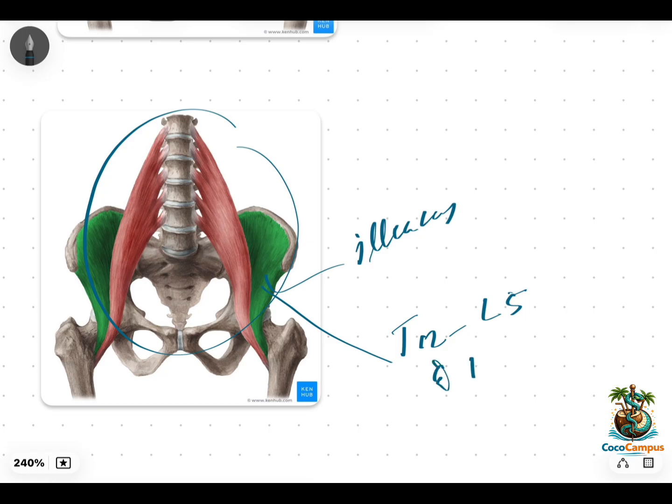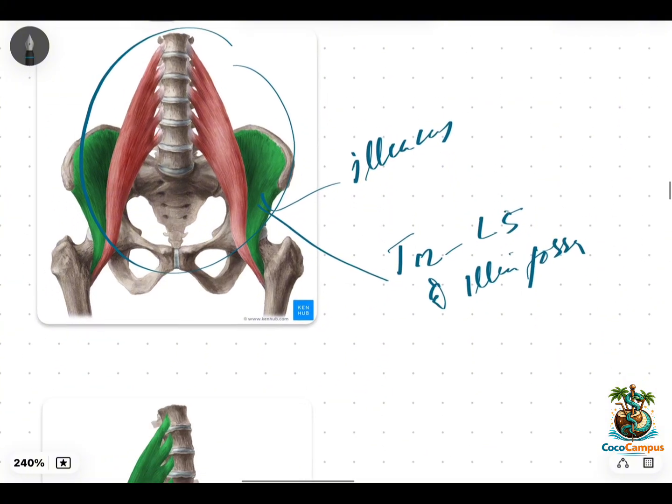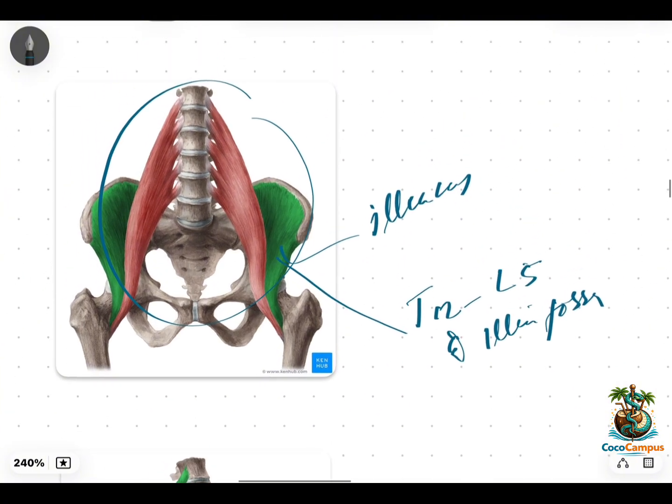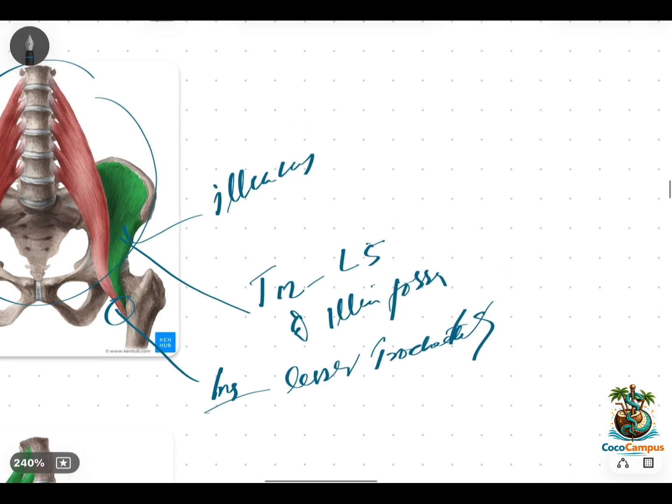Its insertion is at the lesser trochanter. So what do they do? They are the chief, the major flexor of the hip. So iliopsoas: T12 to L5 and iliac fossa, insertion lesser trochanter, and action chief flexor of the hip.